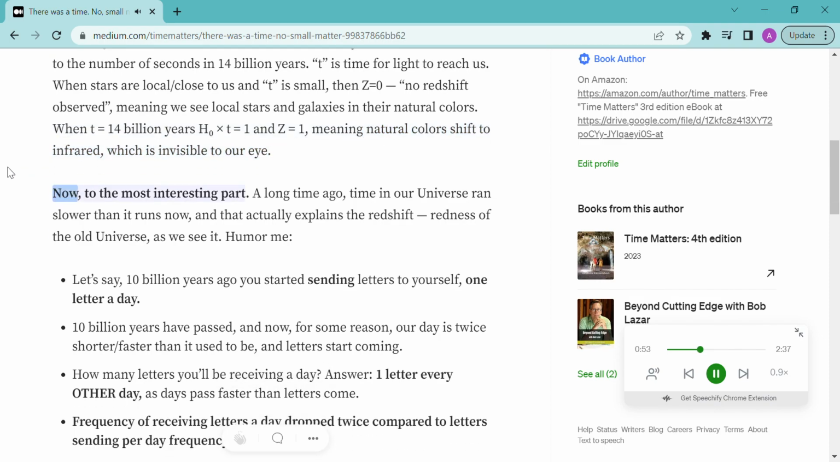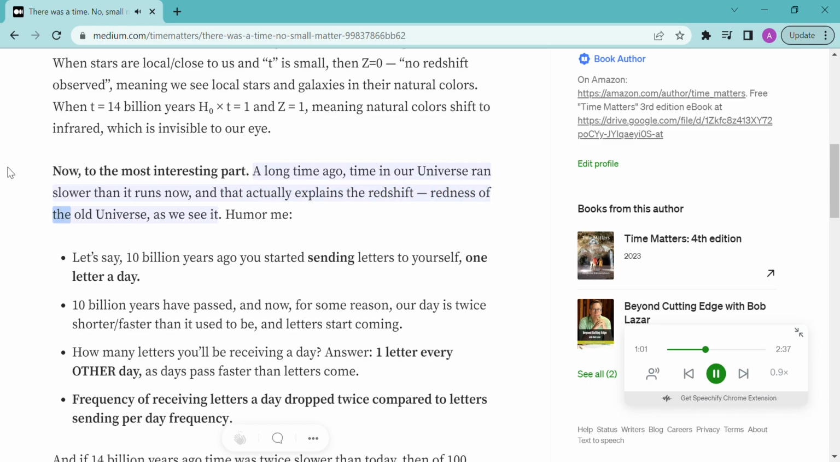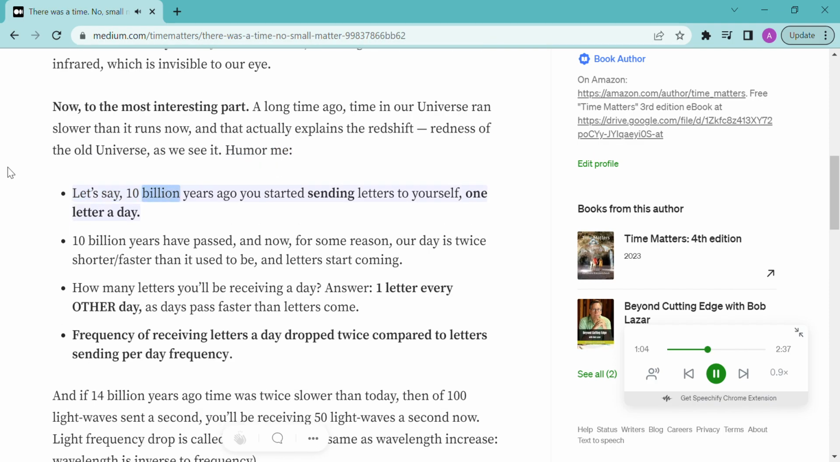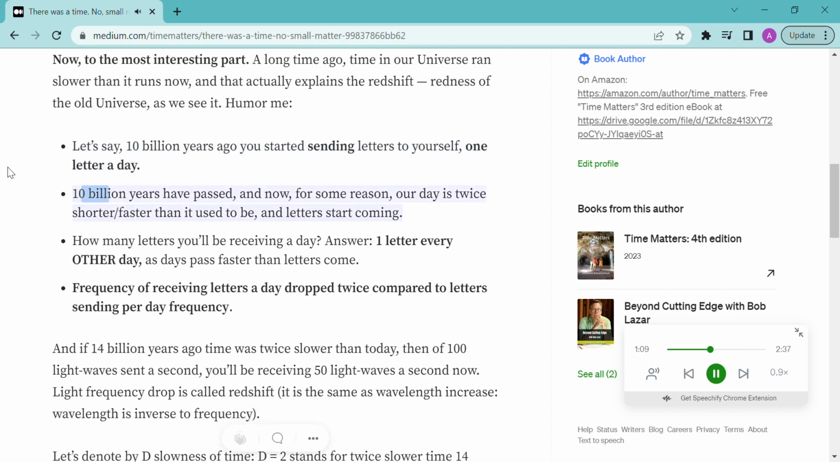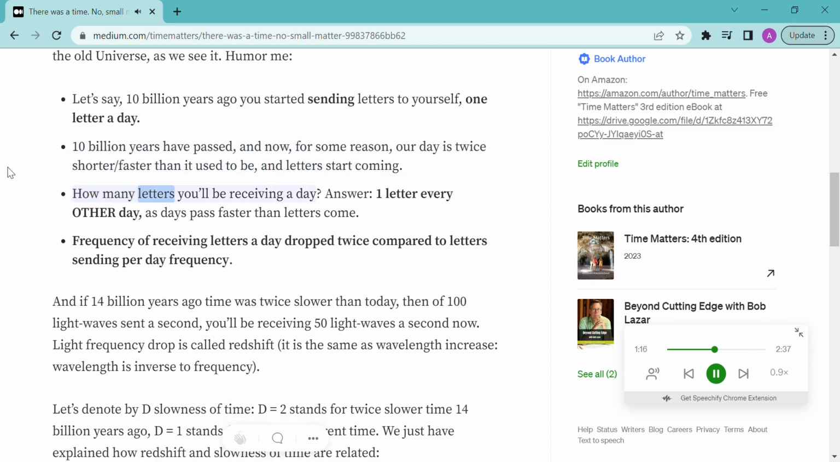Now, to the most interesting part. A long time ago, time in our universe ran slower than it runs now, and that actually explains the redshift, the redness of the old universe, as we see it. Humor me. Let's say 10 billion years ago you started sending letters to yourself, 1 letter a day. 10 billion years have passed, and now, for some reason, our day is twice shorter, faster than it used to be, and letters start coming. How many letters will you be receiving a day?